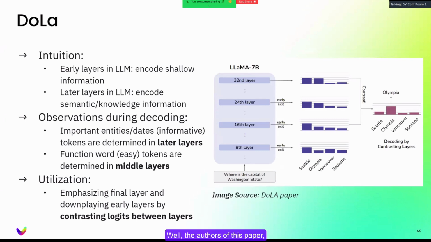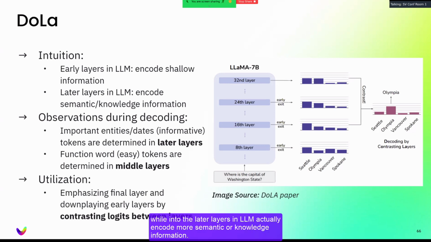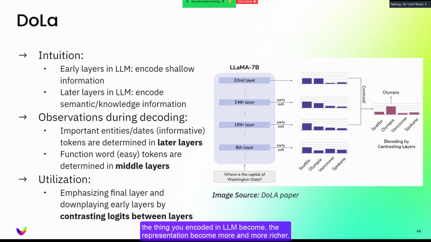Well, the authors of this paper claimed two kinds of intuition behind the DoLa paper. The first intuition is that they find that early layers in an LLM encode shallow information, while the later layers actually encode more semantic or knowledge information. This makes a lot of sense, because as the layers go deeper, the representation you encode in the LLM becomes richer and richer.